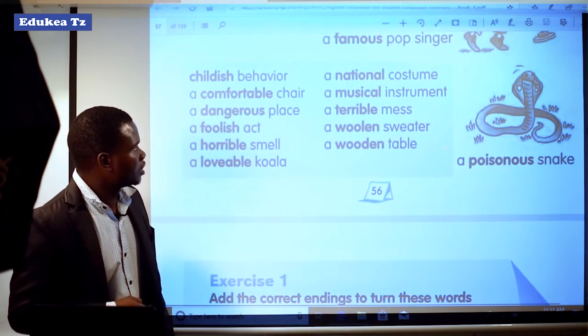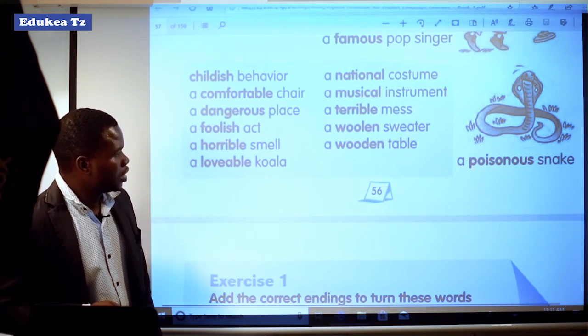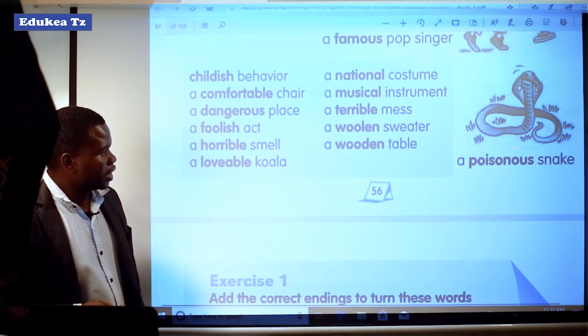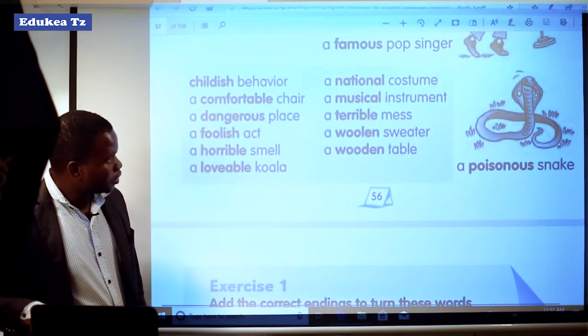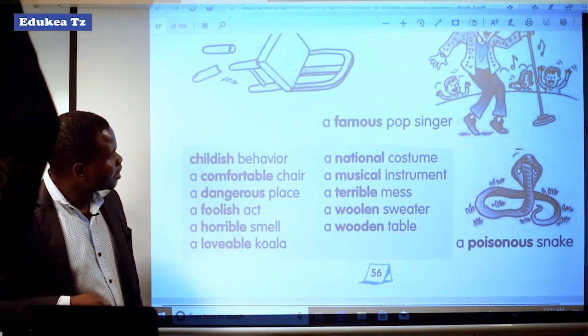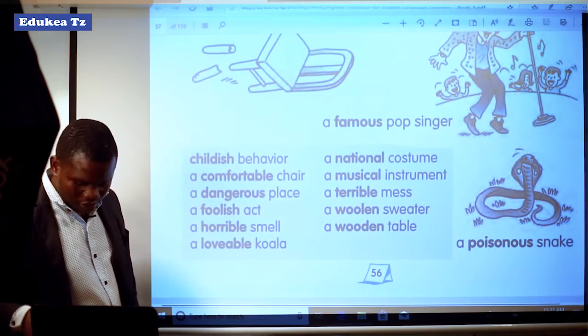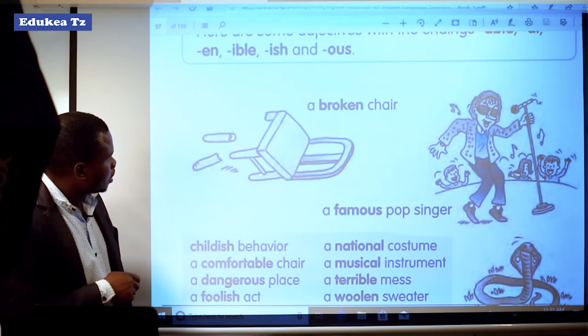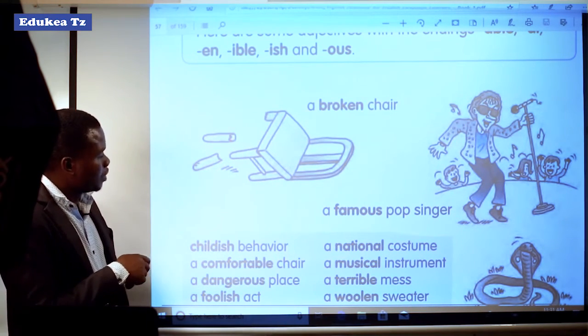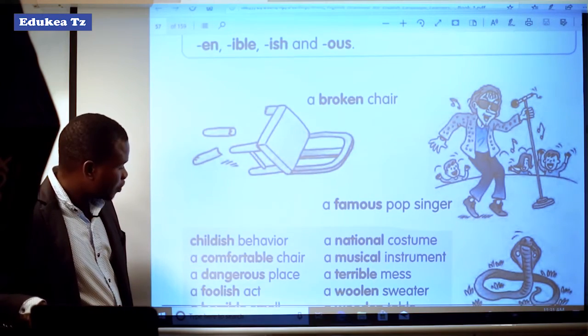And here we have an example of a poisonous snake. So this snake has poison. A famous pop singer, so this is a singer. A broken chair, and you can see some parts are out of it.